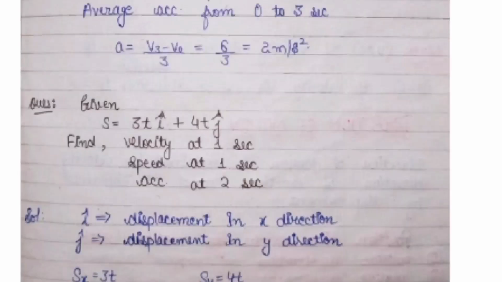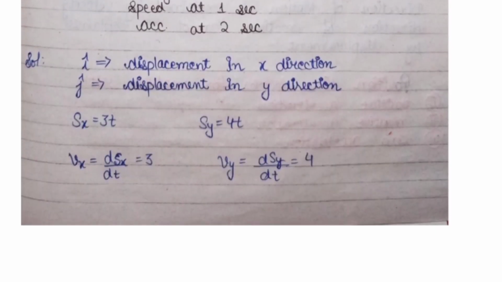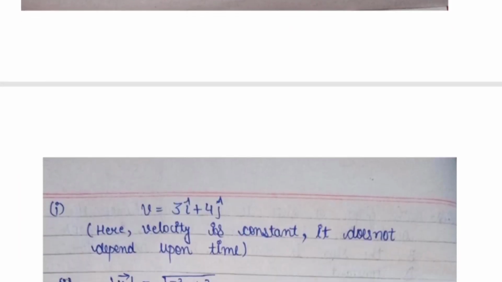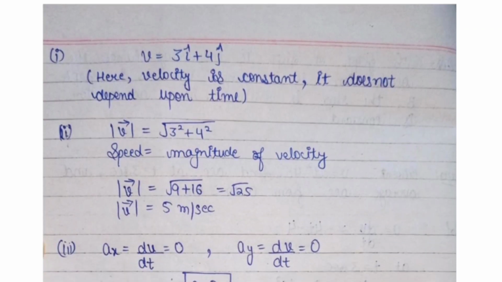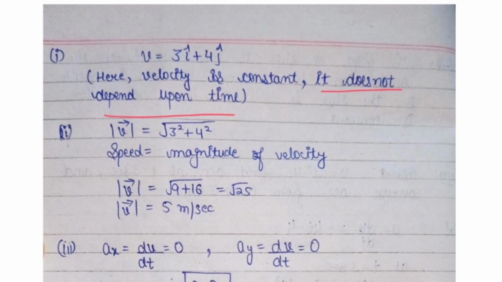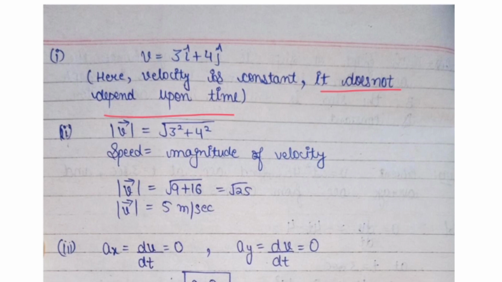So firstly, we are going to find out the velocity at 1 second. Here, velocity is constant. Why so? Because it does not depend upon time. Velocity will be constant, because time is not involved in it. If time changed, then velocity would change. Okay.